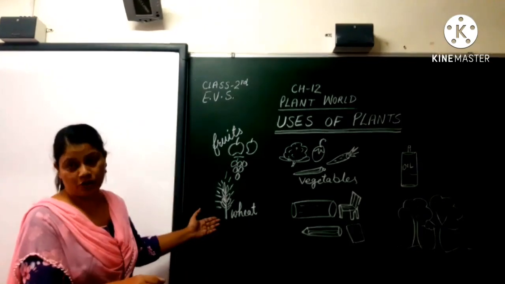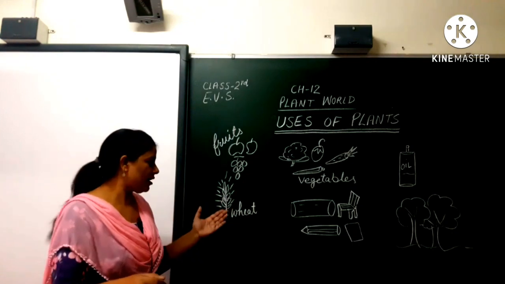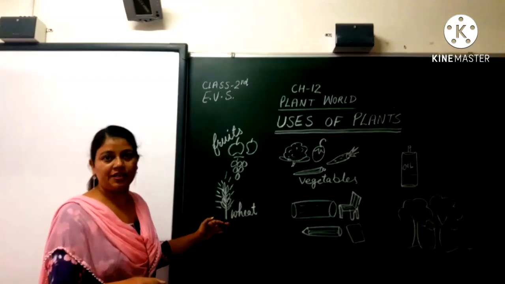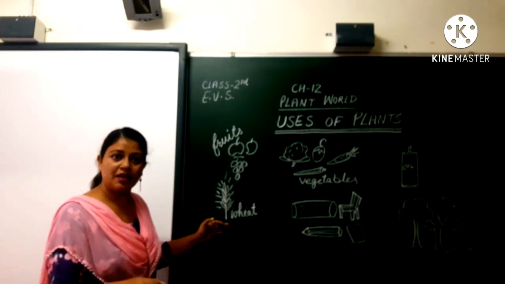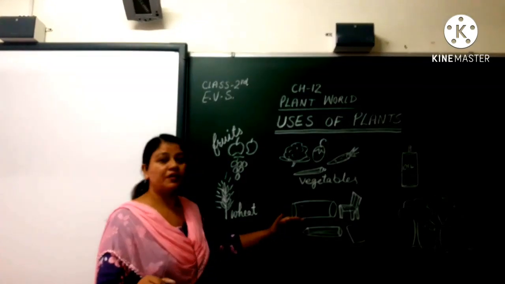So wheat, you eat roti, paratha, all these we get from wheat. Wheat is also a plant. It is very important for us. It makes us strong.